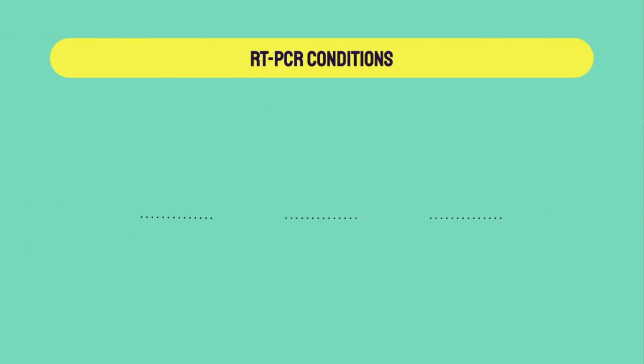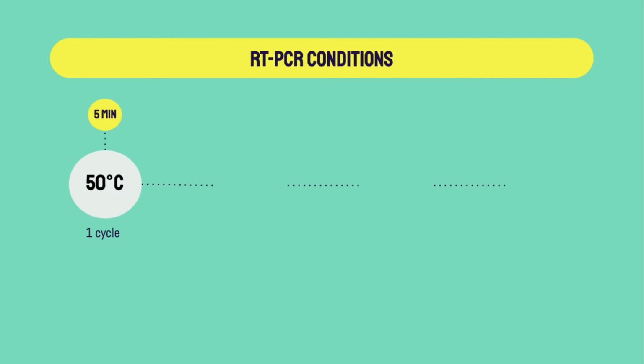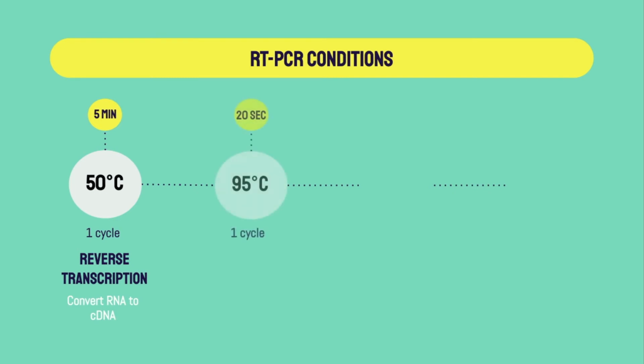After that, we set the RT-PCR machine to several conditions. First, we set the machine to 50 degrees Celsius for 5 minutes. In this step, the reverse transcription process is happening, and it converts the RNA molecule to complementary DNA or cDNA. Next, we set the machine to 95 degrees Celsius for 20 seconds. In this step, the initial denaturation is happening, which activates the Taq polymerase to prepare for the PCR process.